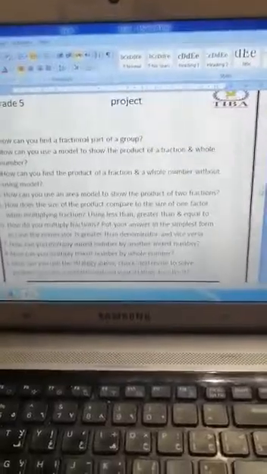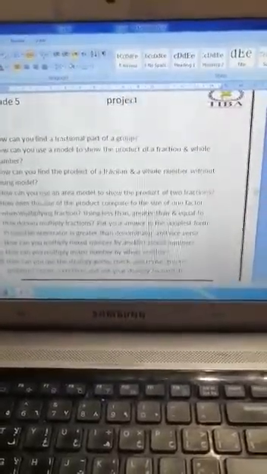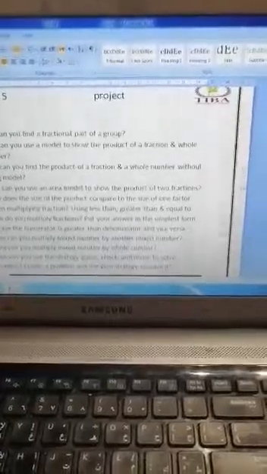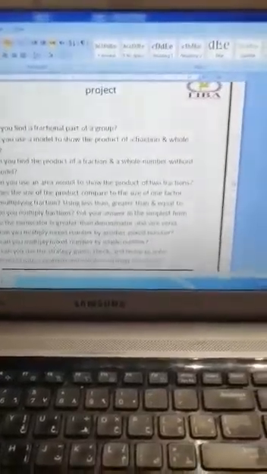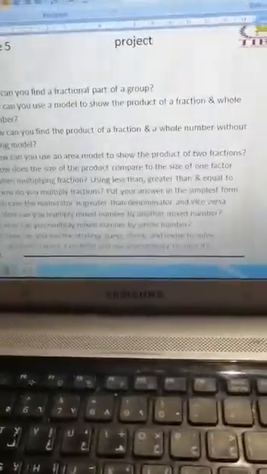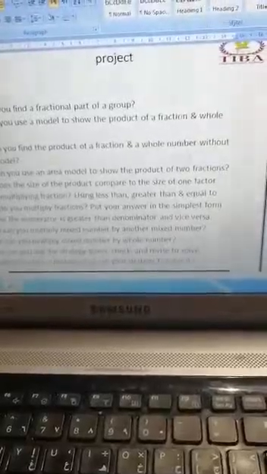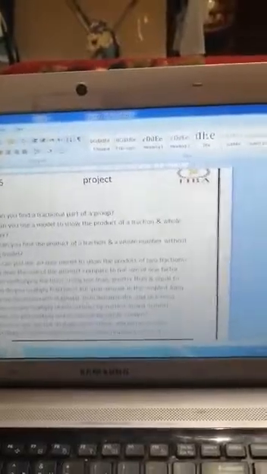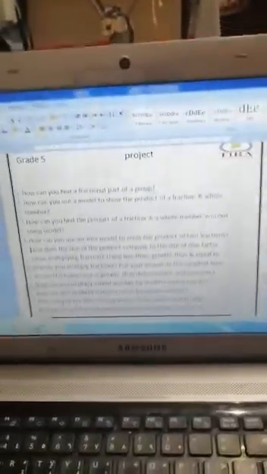Question number 5. How does the size of the product compare to the size of one factor when multiplying fractions? Use less than, greater than, or equal to. Here I need you to compare. On the first side you can write any fraction, but on the next side you need to multiply the first fraction by another fraction. Write 3 examples using less than, greater than, and equal to, okay?